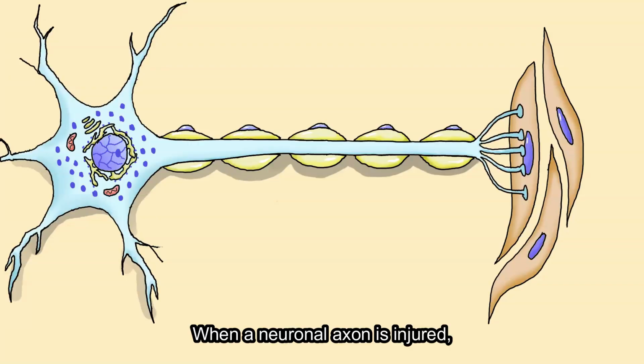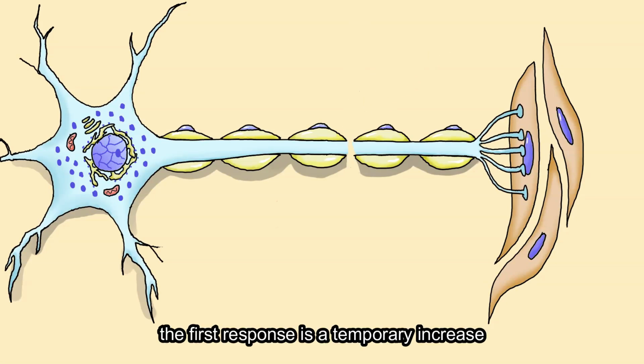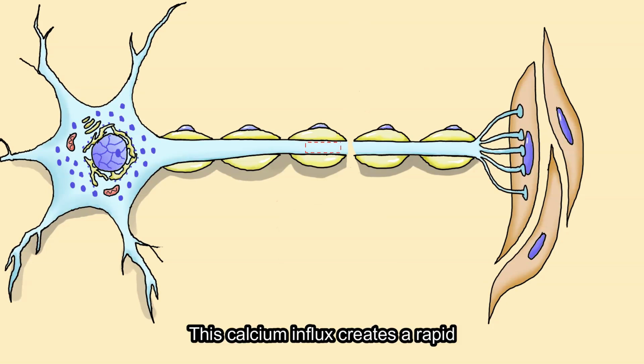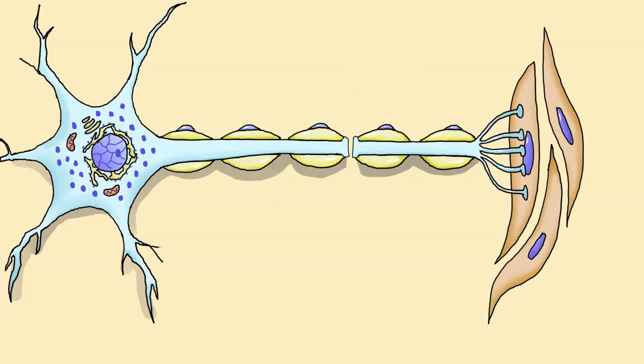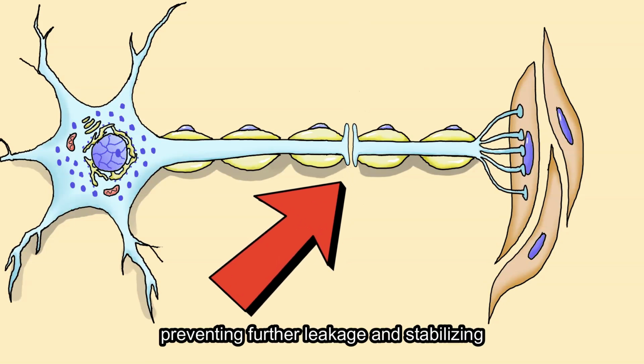When a neuronal axon is injured, the first response is a temporary increase in axonal permeability to calcium ions. This calcium influx creates a rapid concentration pulse at the damaged end of the axon. The rise in calcium helps the cut axonal end seal itself by forming a retraction bulb, preventing further leakage and stabilizing the membrane.